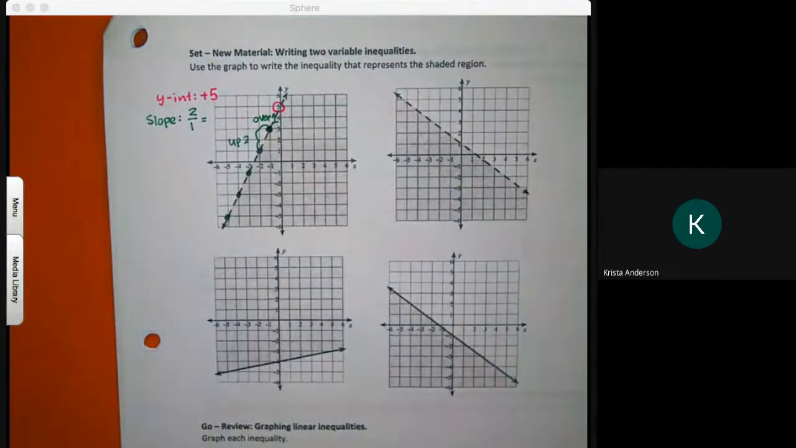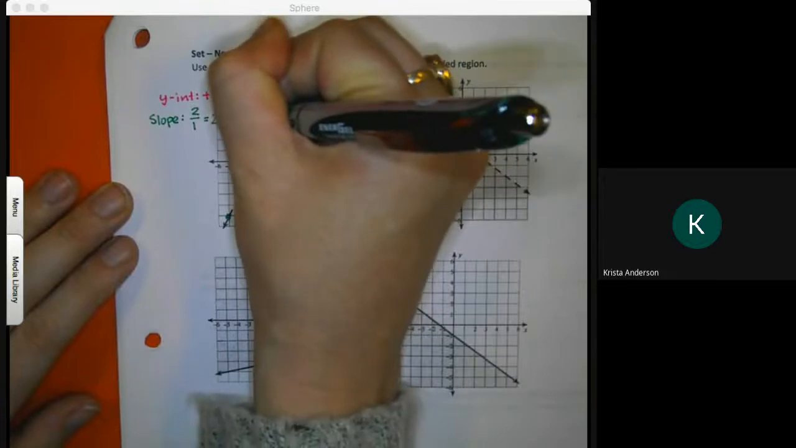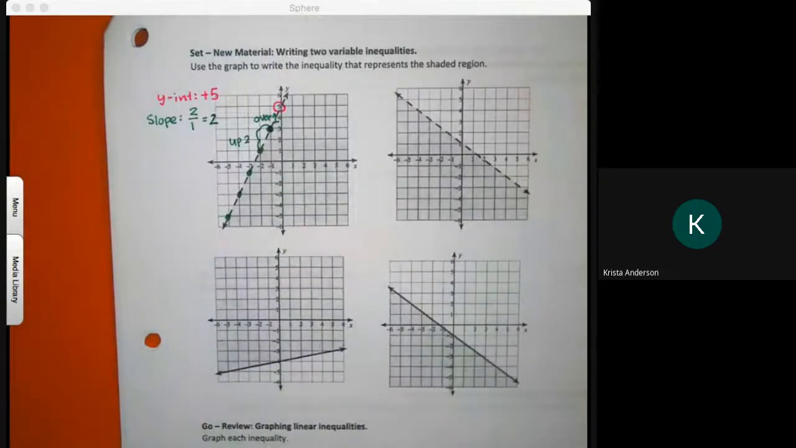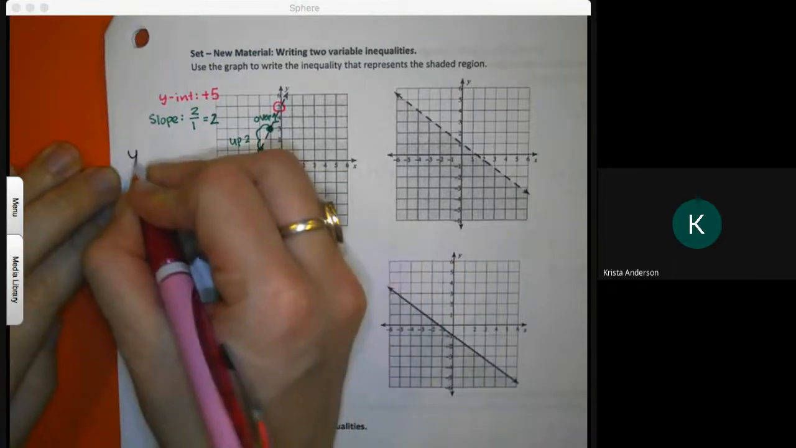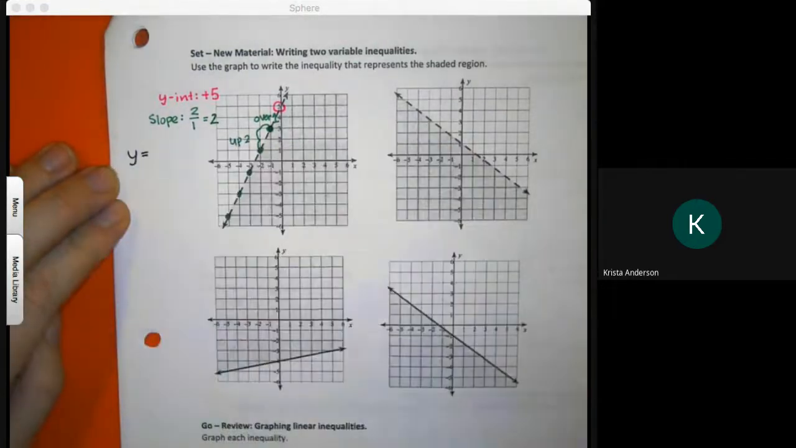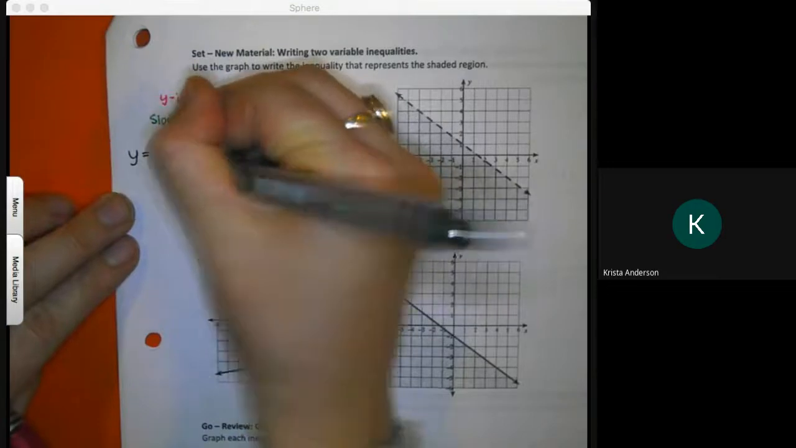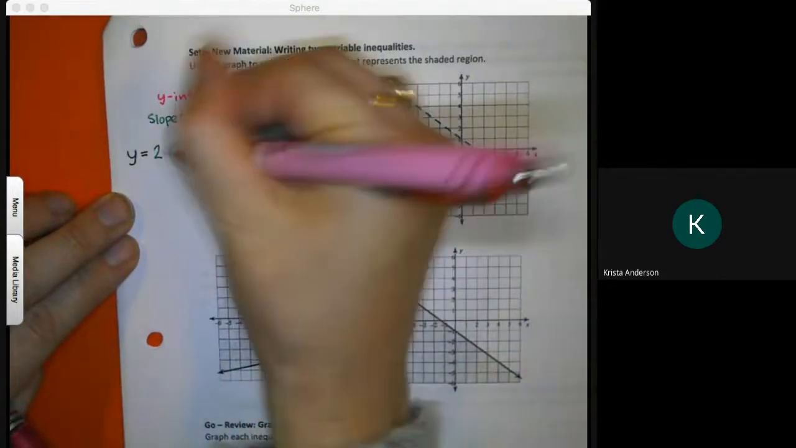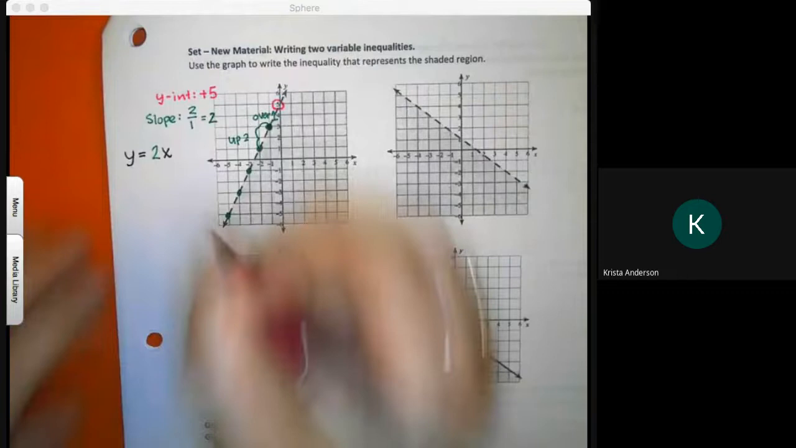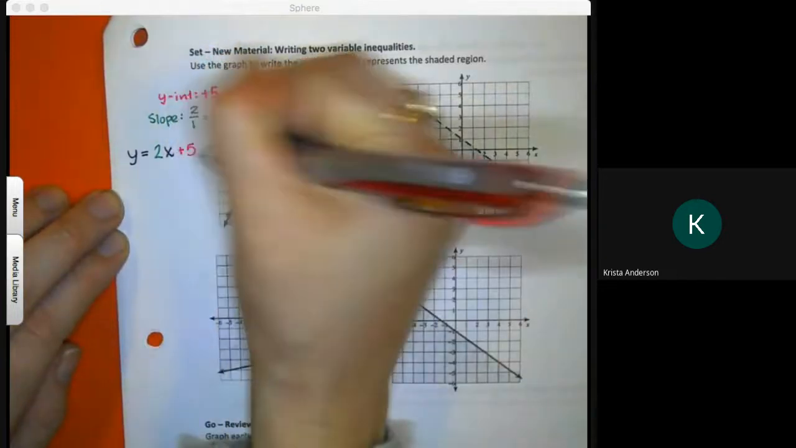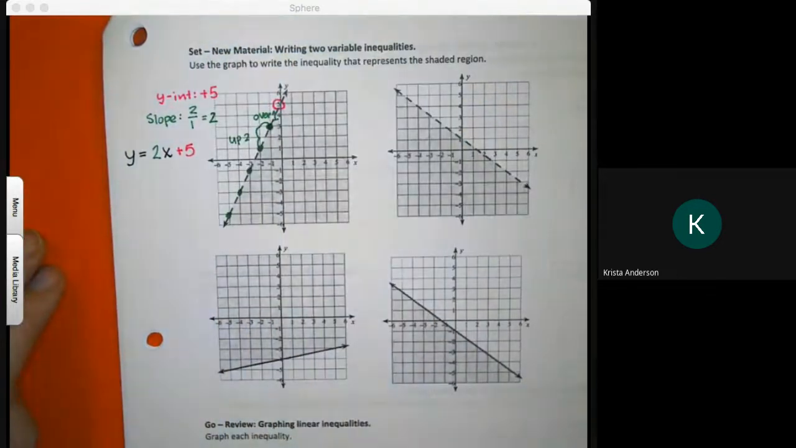What is 2 over 1? 2 divided by 1. 2. So my equation would be y equals 2x plus 5. Can anyone fix it?